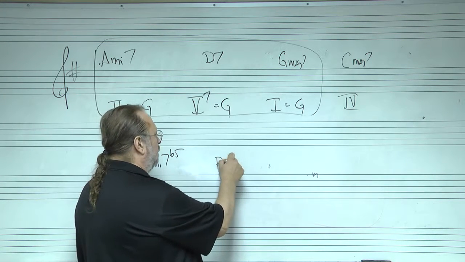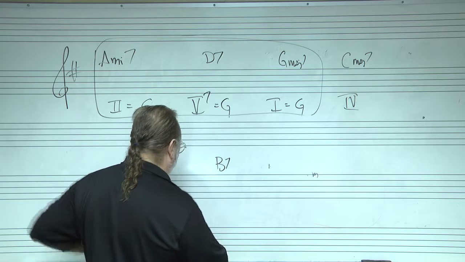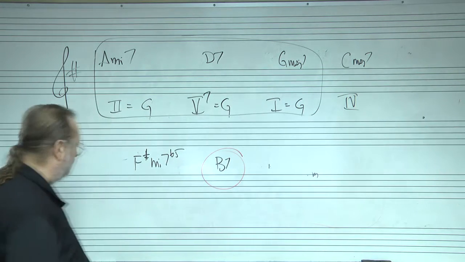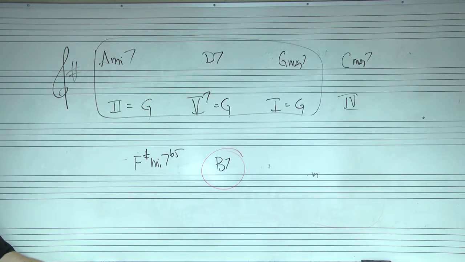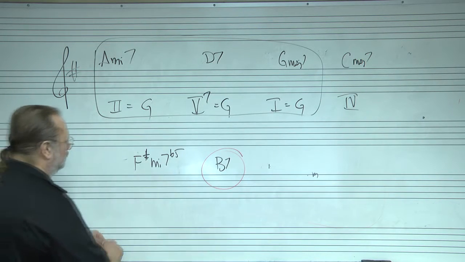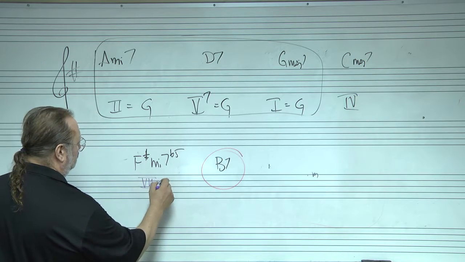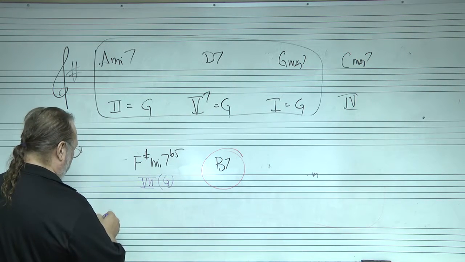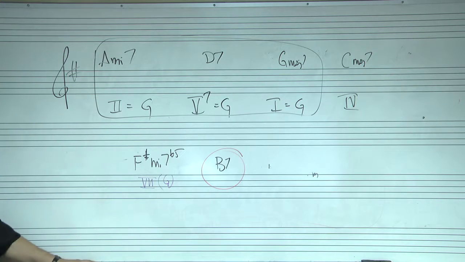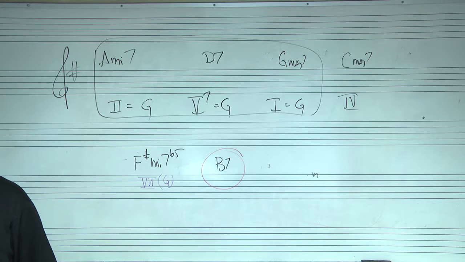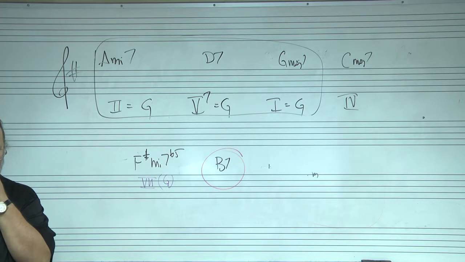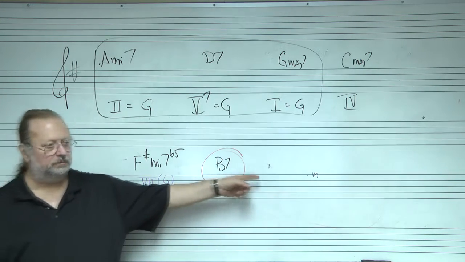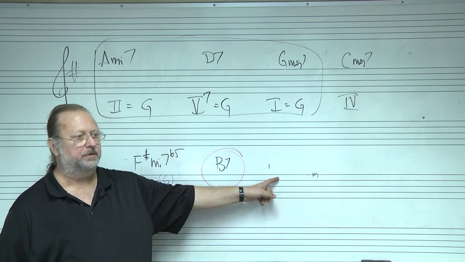B7. Okay, so here's your red flag. So this F sharp minor 7 flat 5 in the key of G is what chord? The 7 chord, right? But what do we have here? What's our famous progression? 2-5, right? So the B7's a 5 of what? E, right? What follows the B7? E minor. Notice there's no 7 in here.